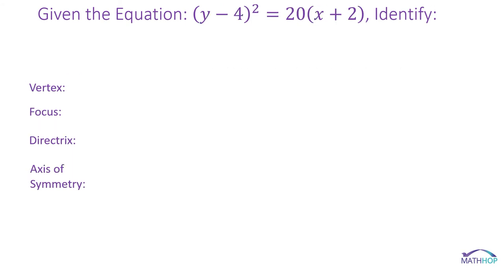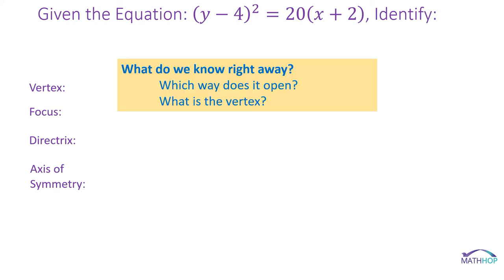Given the equation y minus 4 squared equals 20 times the quantity x plus 2, we want to identify the same exact things. So again, what do we know right away? We should know which way it opens and the vertex. Those are the two easiest things to find.